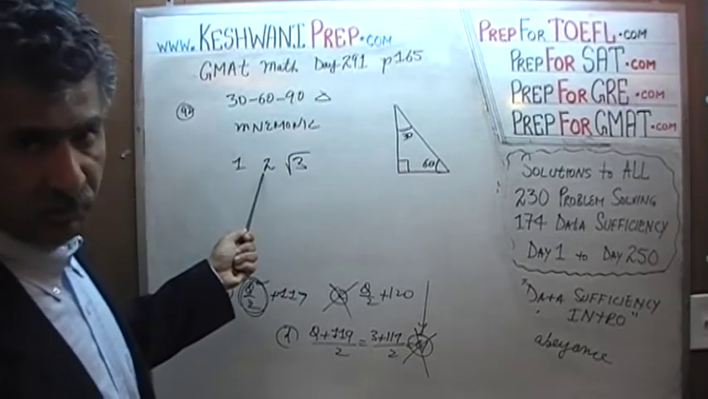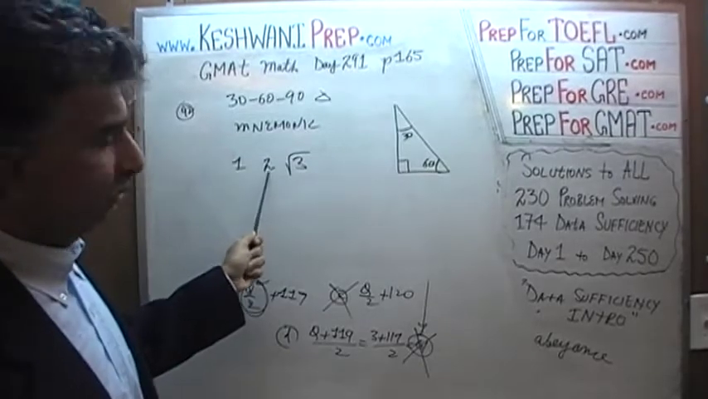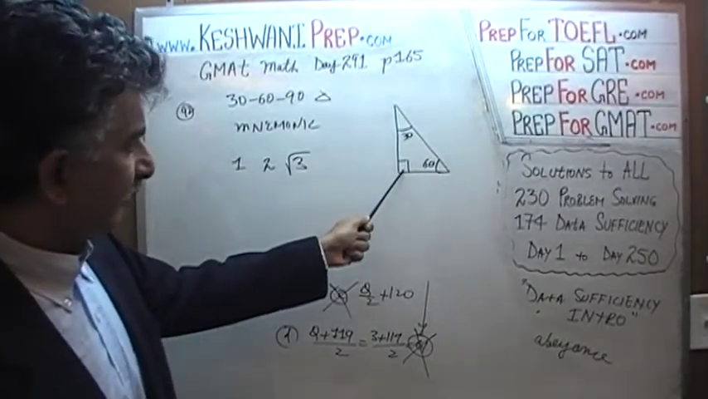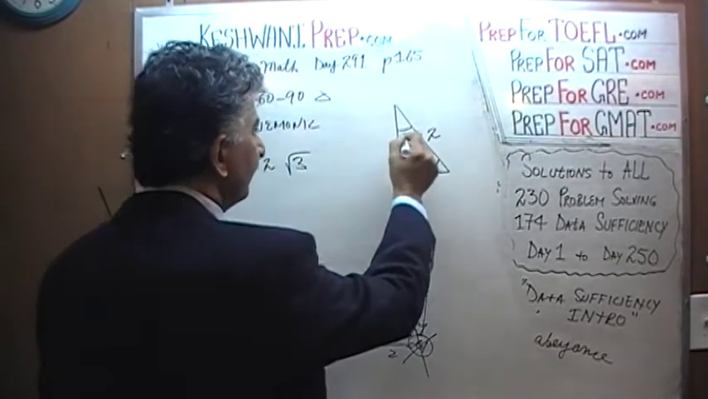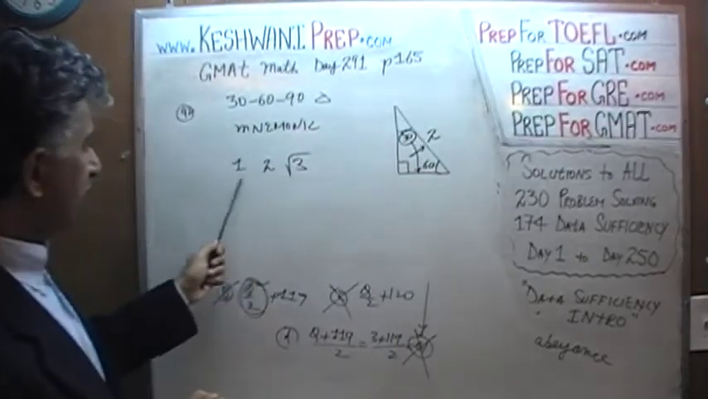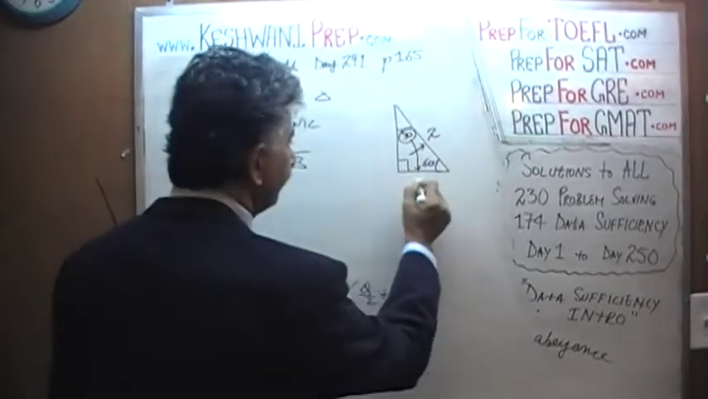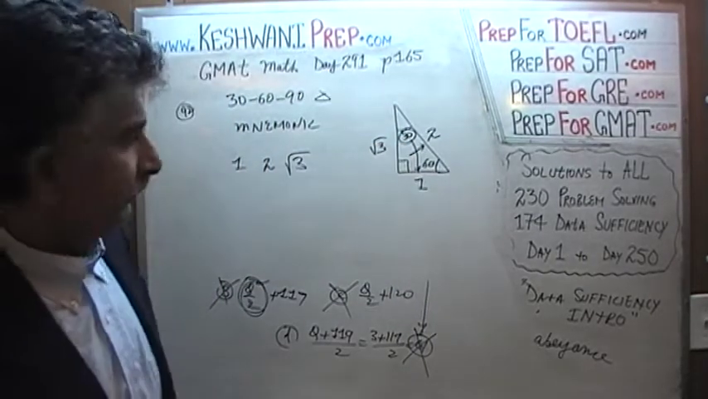The largest number among the three choices, 1, 2, and root 3, is 2. 2 should face the largest angle. The largest angle is this one, so it will face the largest side, which is 2. This is the smallest angle, and therefore it will face the smallest side, and the smallest quantity among these three is 1. And that leaves root 3. And that's the 30, 60, 90 triangle.